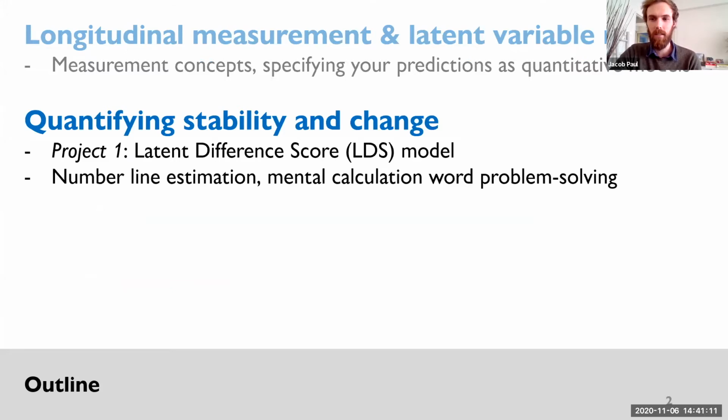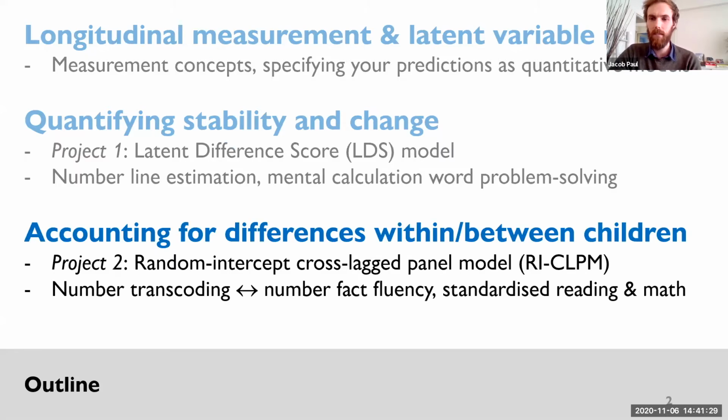Again, as Abbie said, if we don't get time to get through all of them, you have got copies of them. The first one uses a latent difference score model to look at children's number line estimation and how that relates to later calculation problem solving. And the second study involves using an adaptation to the cross-lag panel model approach. For that, we'll be looking at number transcoding and number fact fluency and how this relates to the sort of standardized tests that children get when they enter school.